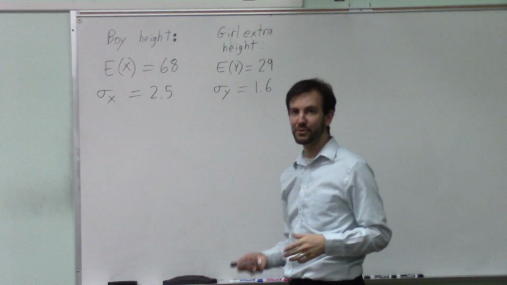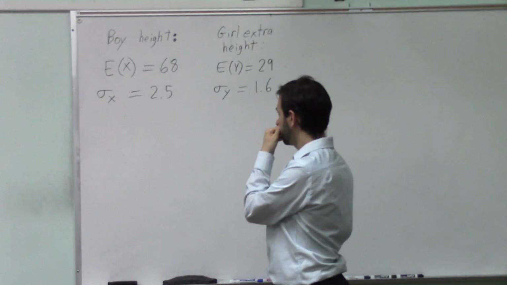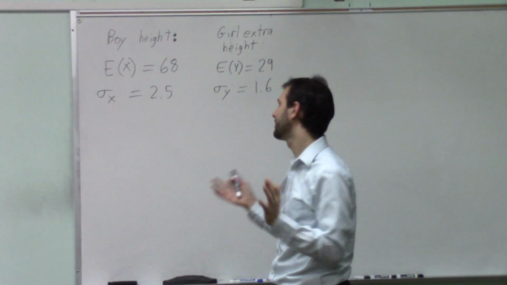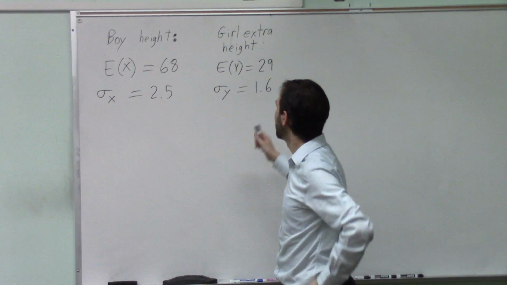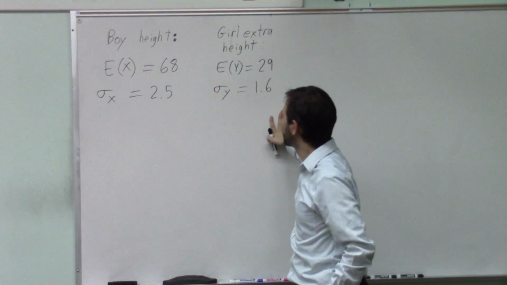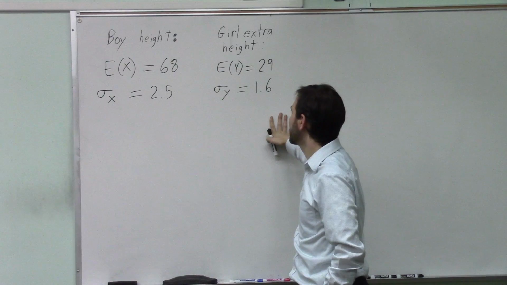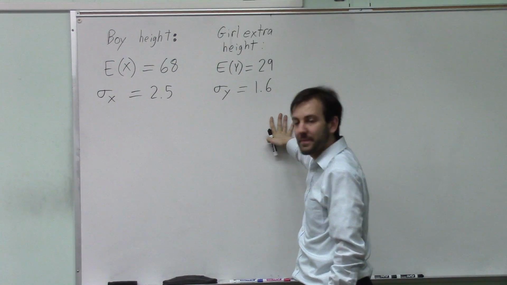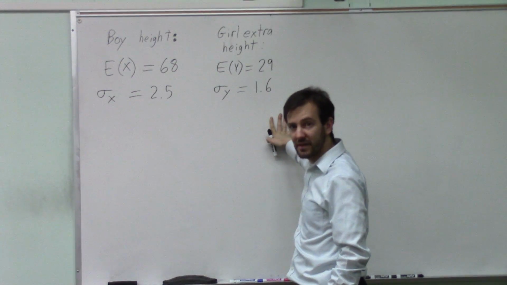So here I'm adding two random variables, but they're different from each other. That's what I want to show. What happens when they're added together? These are continuous random variables.